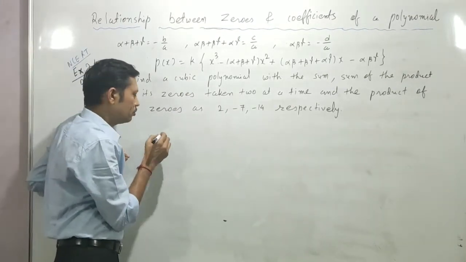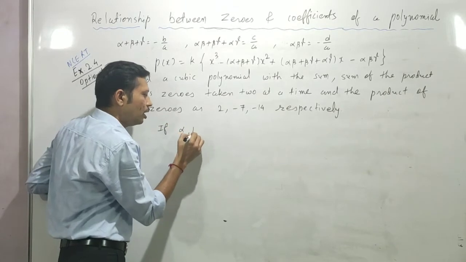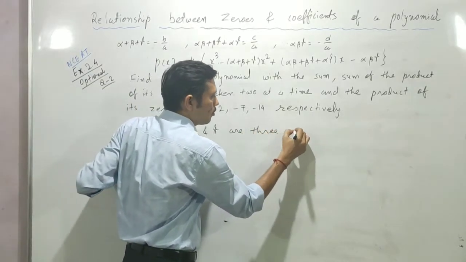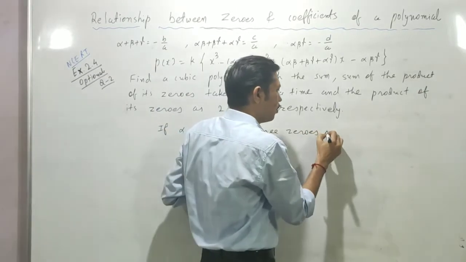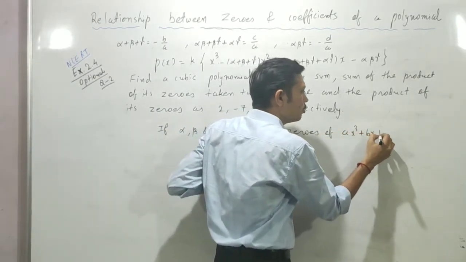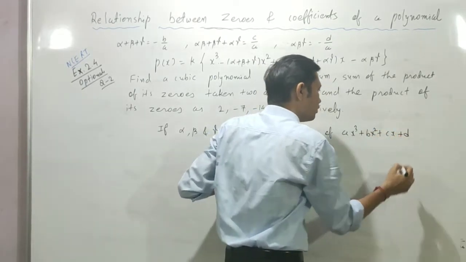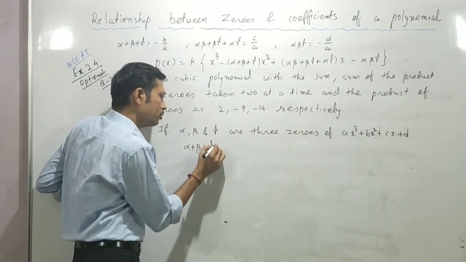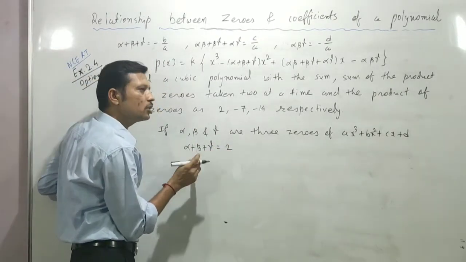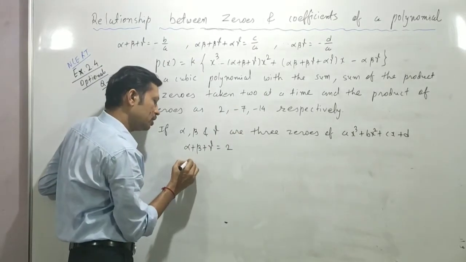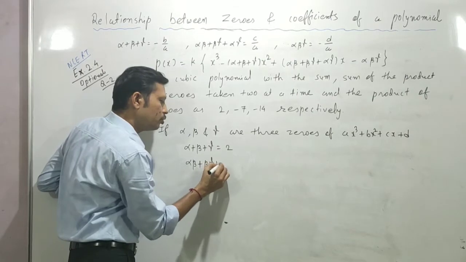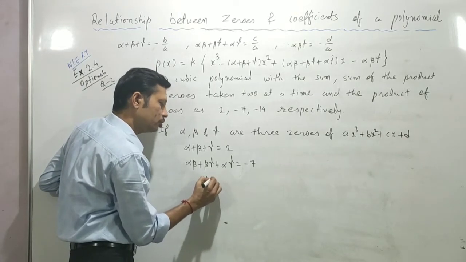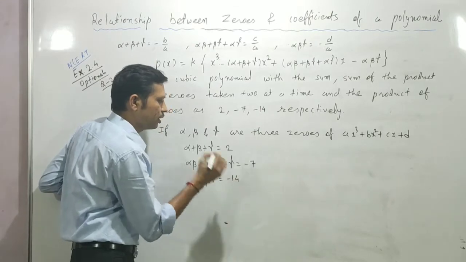So first of all we assume that alpha, beta and gamma are three zeros of the cubic polynomial ax cube plus bx square plus cx plus d. Okay, so now what is the sum of the zeros? Alpha plus beta plus gamma, that is given as 2. What is the sum of the product of the two zeros at a time? Alpha into beta plus beta into gamma plus alpha into gamma is equal to minus 7. And what is the product of the zeros? Alpha into beta into gamma, that is given to us as minus 14.